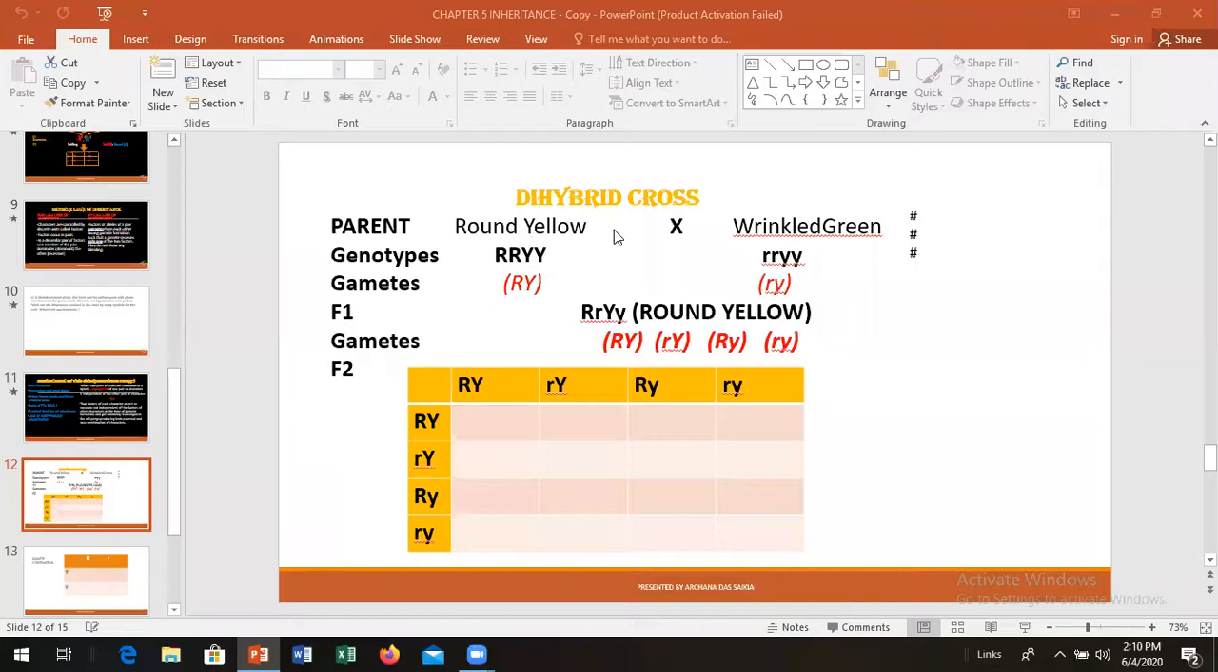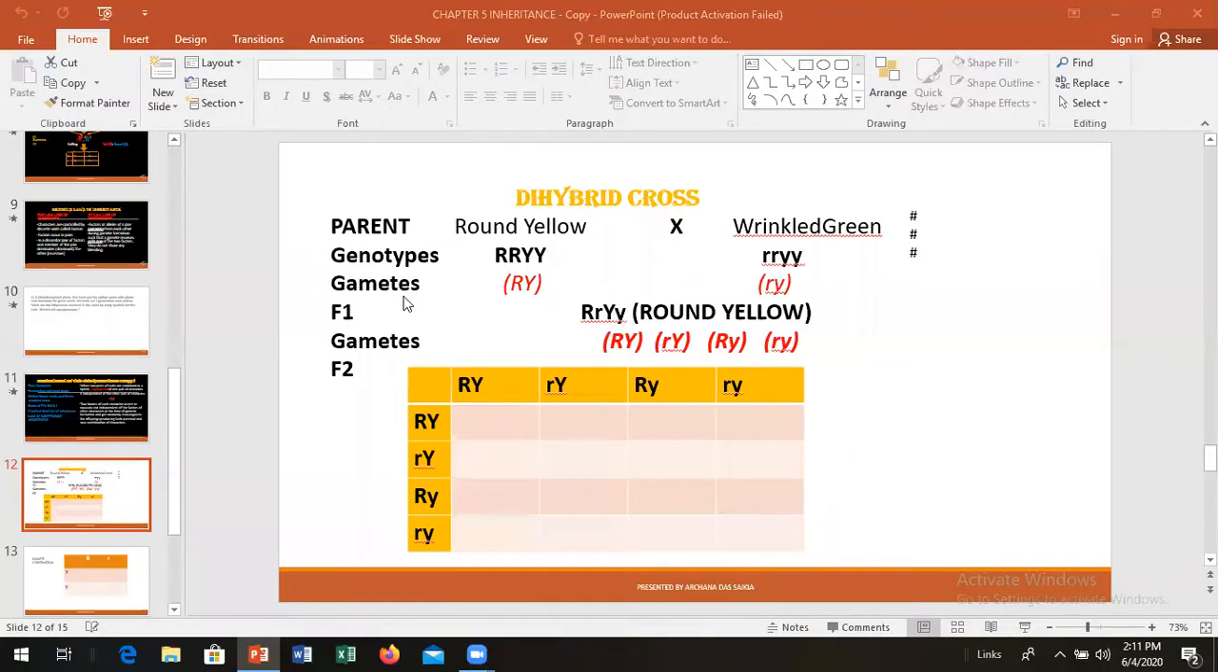If suppose we were considering a third type, we are not doing it, but suppose we would have, like say we also see the height. Suppose we take a plant tall, round, yellow. Then we will also write T, T here, and so it goes on. So it depends upon how many characters we consider. Accordingly, we write the genotype. In similar lines, wrinkled and green is represented by small r, small r and small y, small y, because here also it is in the homozygous condition. All these are homozygous conditions, both of them.